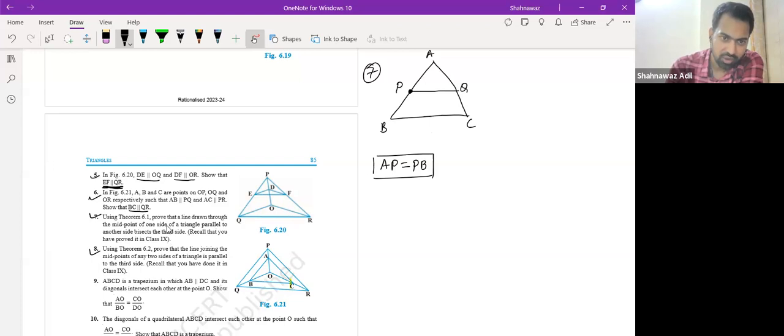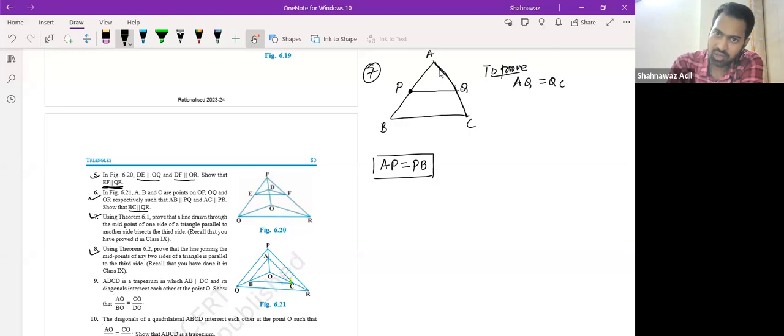Okay. So we have drawn the parallel, then we have to prove that this side bisects the third side. So we have to prove that AQ equals QC. Bisect means that it divides this into equal parts. So we have to prove AQ equals QC.